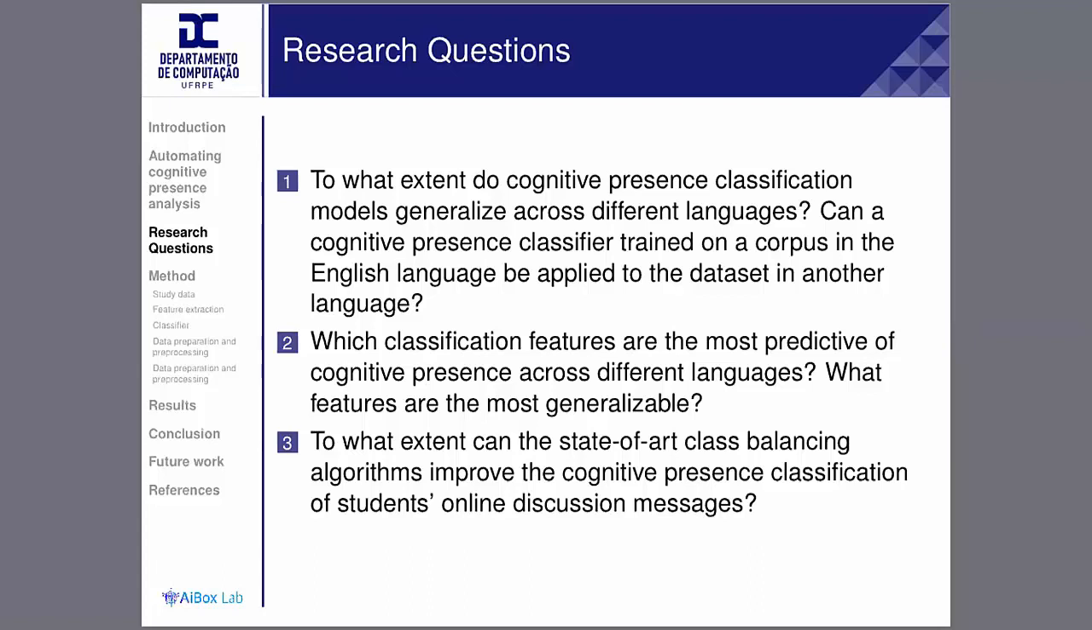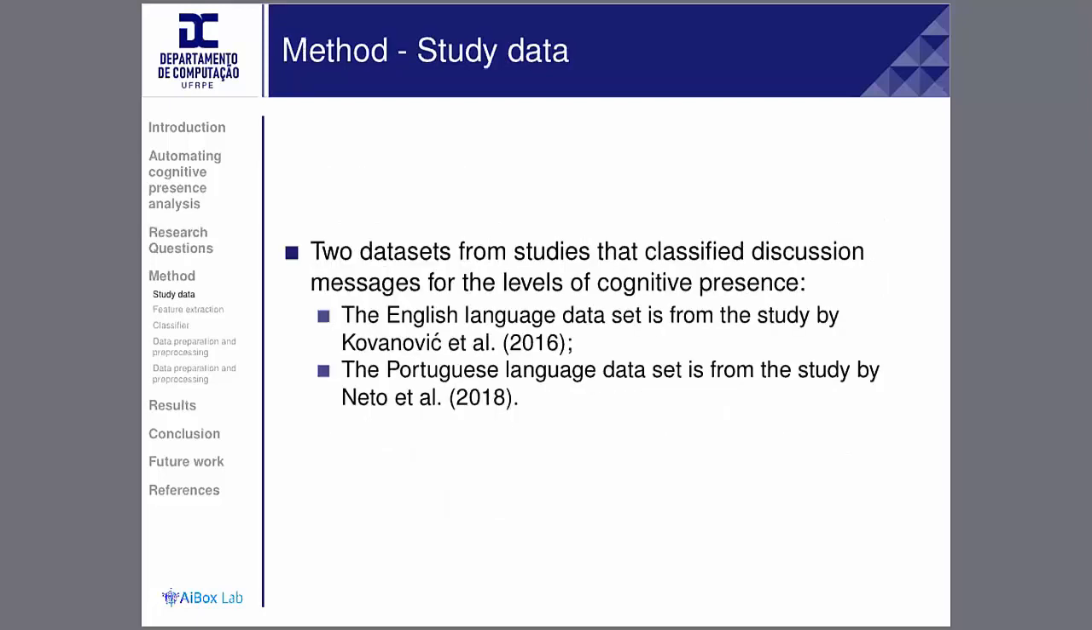And the third one is, to what extent can the state-of-the-art class balancing algorithms improve the cognitive presence classification? Are we sure that SMOTE or classical sampling algorithms are enough to help us during this task? Do we need to create another sampling algorithm to fit our problem? Well, let's talk about our method.